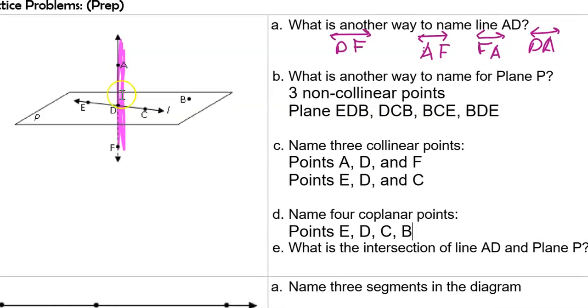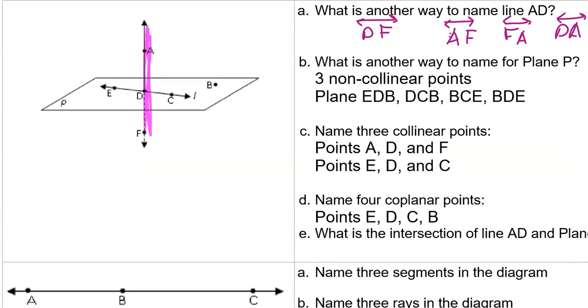And our final question for this diagram is, what is the intersection of line AD and plane P? So plane P shows up over here. So where are they touching each other? Well, I see that the line goes through the plane right in the middle at point D. So the intersection is going to be point D. I know it's not other areas because if I consider point E, well, line AD is not actually there. Same with point C or B.